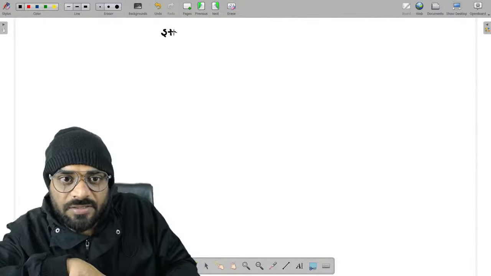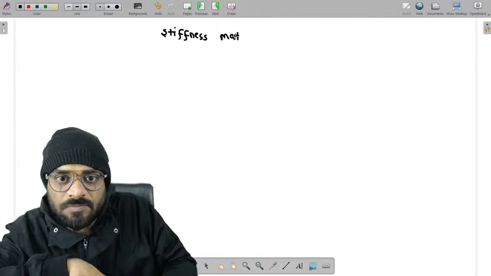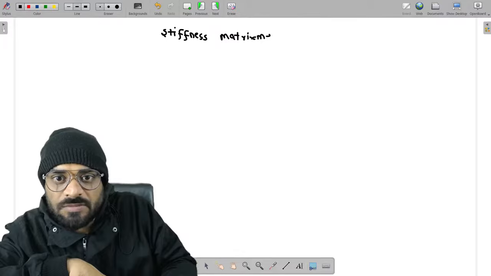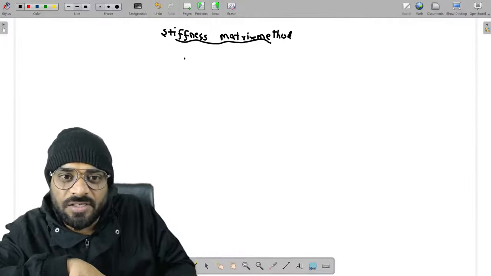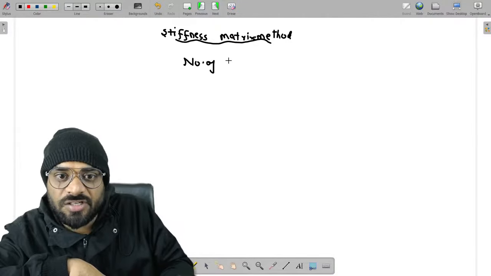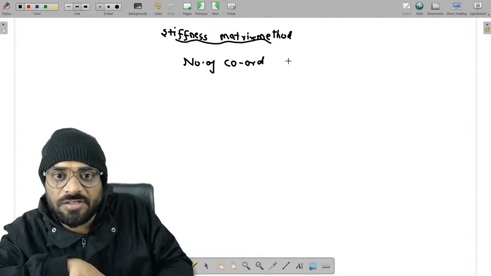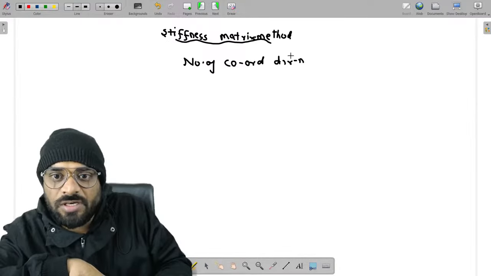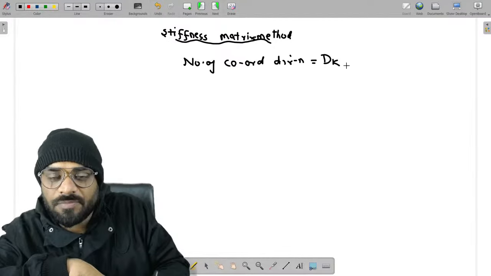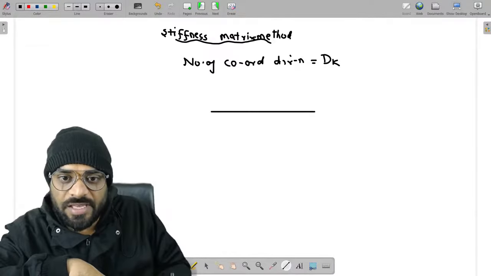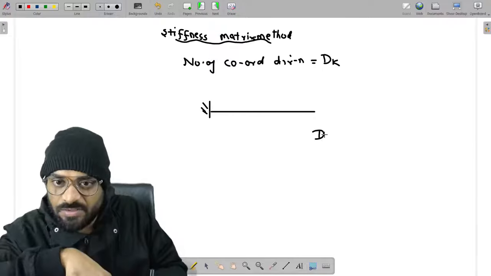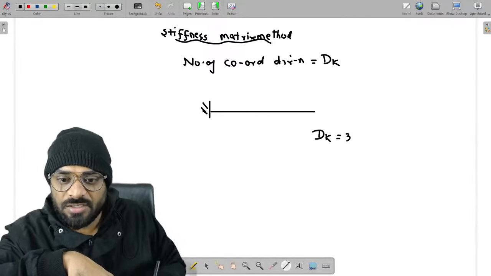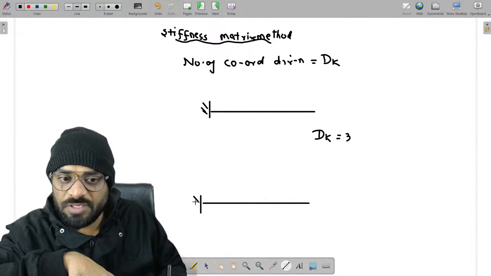In case of stiffness matrix method, the number of coordinate directions will depend upon dk, right? So let us suppose if you have a cantilever beam, and in this case dk is equal to 3, right? So the 3 coordinate directions should be represented as it is.